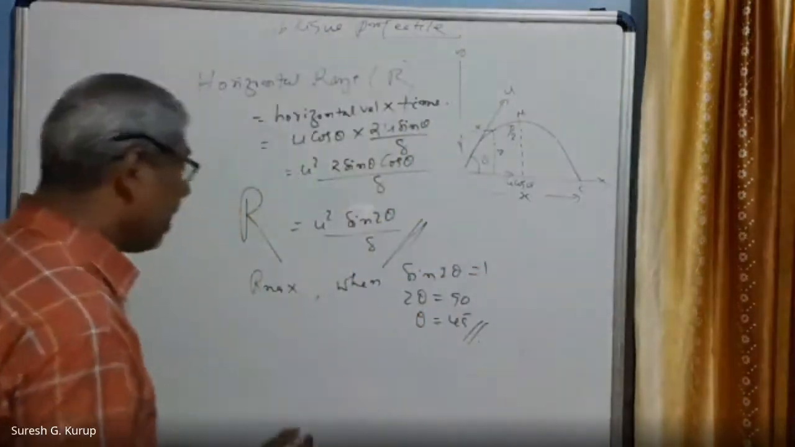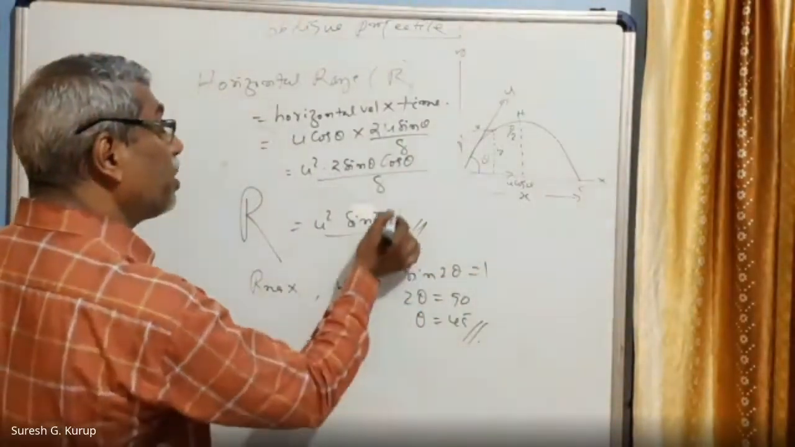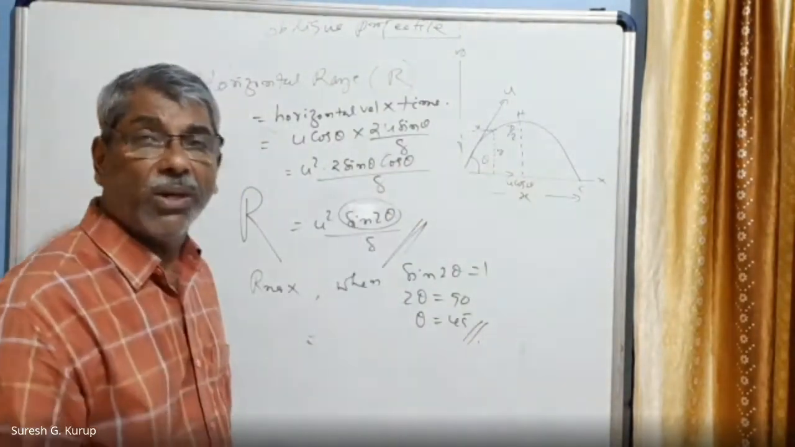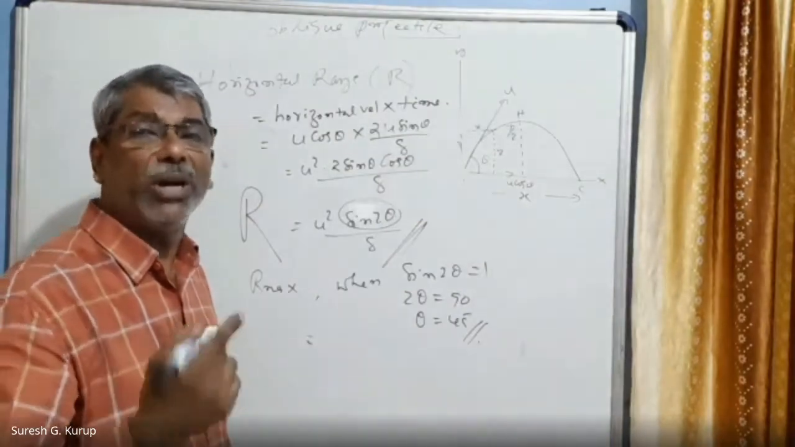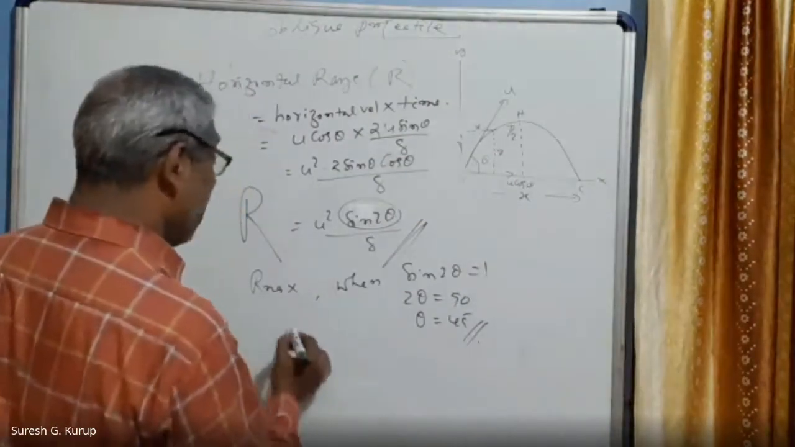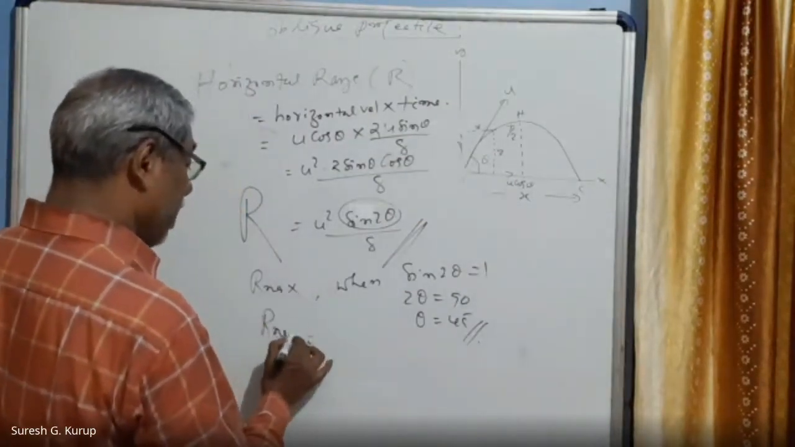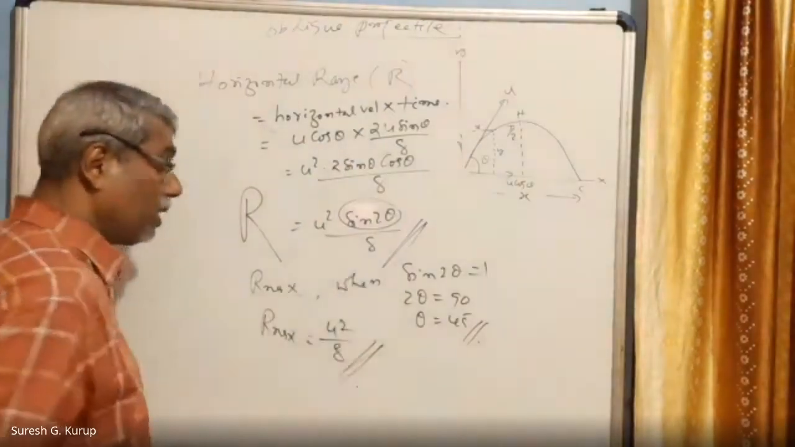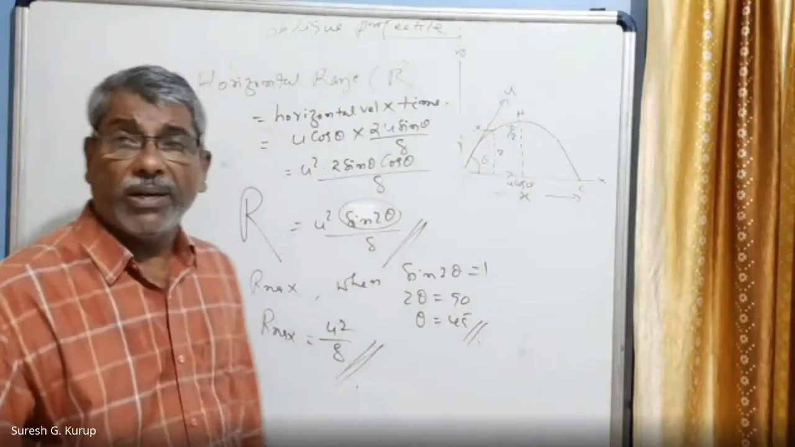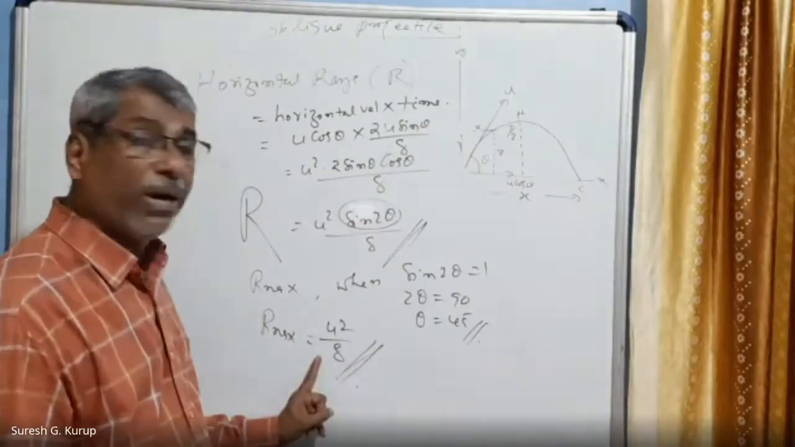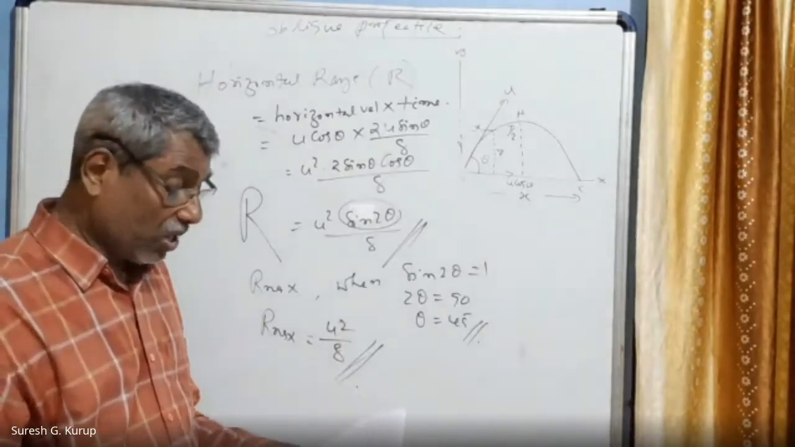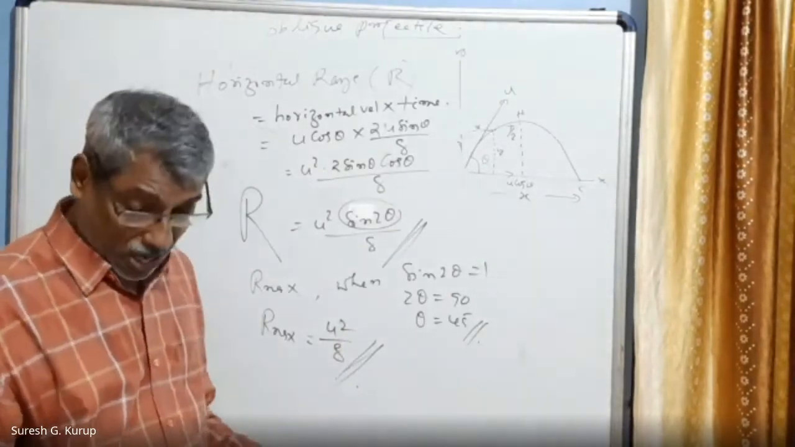Then R max is equal to, this becomes equal to 1 because sine 2 theta is equal to 1. That means 2 theta is equal to 90 degrees, right? Then R max is equal to what? u square divided by g. H max also we have seen, and R max also we have seen. R max is equal to u square divided by g. These are very, very important expressions.